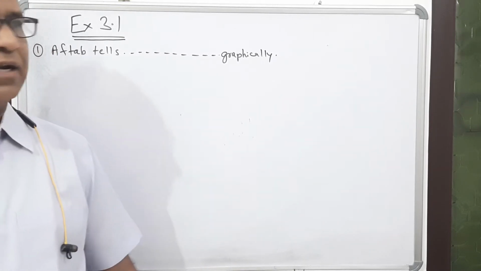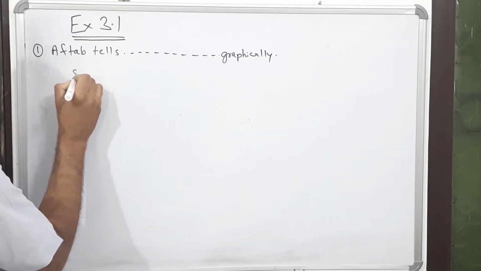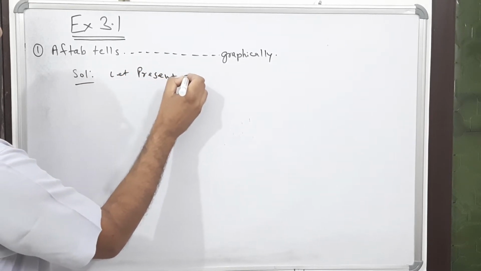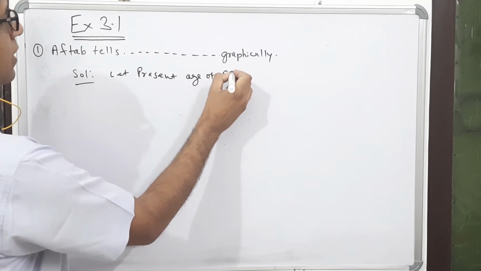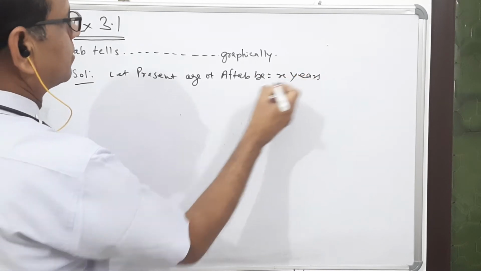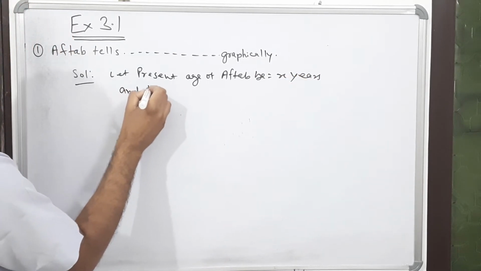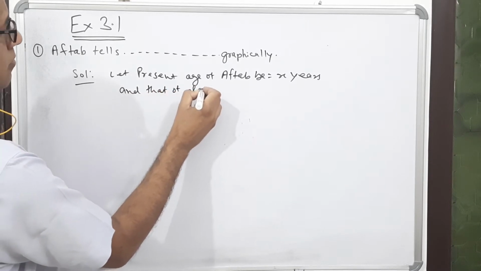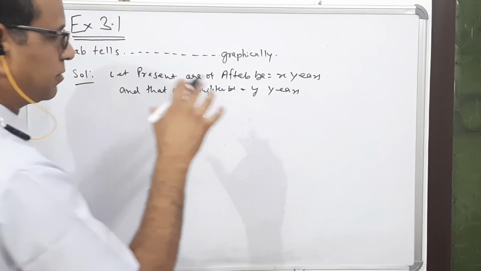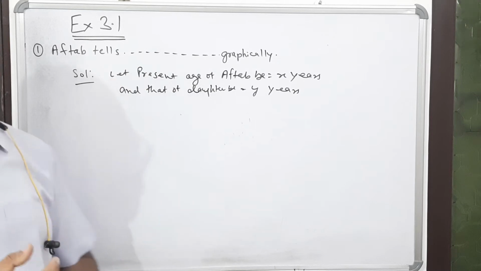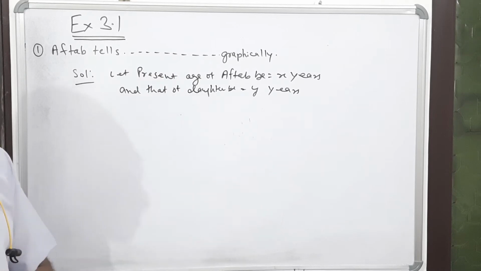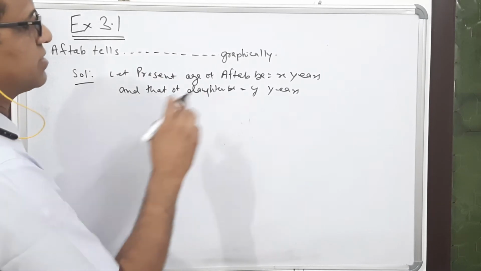you were then." The condition is, say, the solution of this one is: let the present age of Aftab be x years and that of the daughter be y years. Now presently, according to this condition, the age of Aftab is x years and the age of the daughter is y years.